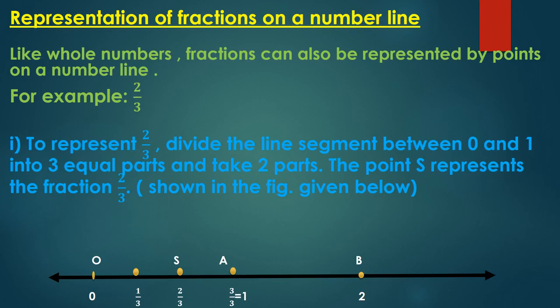Why are we dividing it into 3 equal parts? Because our denominator is 3, and denominator means total number of parts. So we have to divide it in 3 parts, and out of these 3 parts we have to take out 2 parts. Numerator is 2. So first part is 1 upon 3, second is 2 upon 3 and the third is 3 upon 3 which is equal to 1. So now we want 2 upon 3. The point S represents the fraction 2 upon 3.